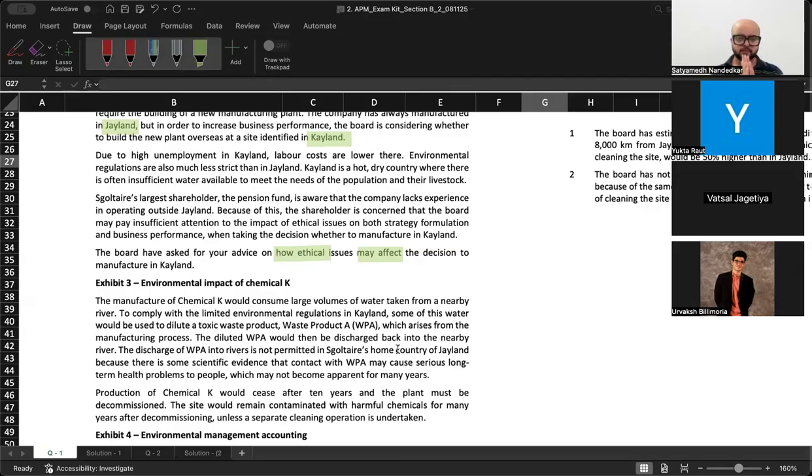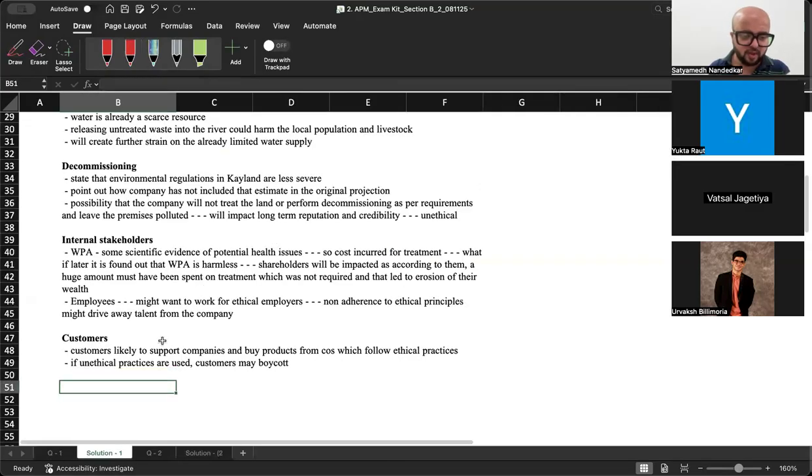Sir, sorry to interrupt, but what about the exploitation of the employees in K-land? There is high unemployment, so there are chances that the company may exploit labor. Due to high unemployment in K-land, labor costs are lower. So there is a possibility that the company will offer even lower wages in order to improve the overall performance of the business. And if it is found out, for example, that you are not paying the minimum wage, then again it will damage the company's reputation. We can mention that.